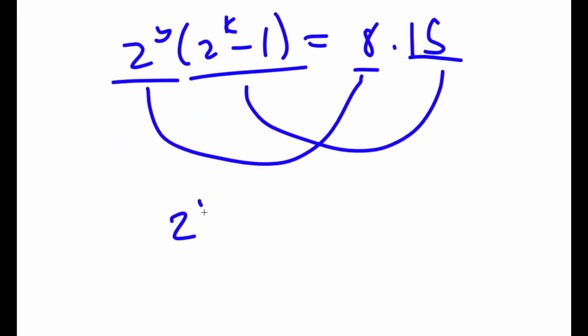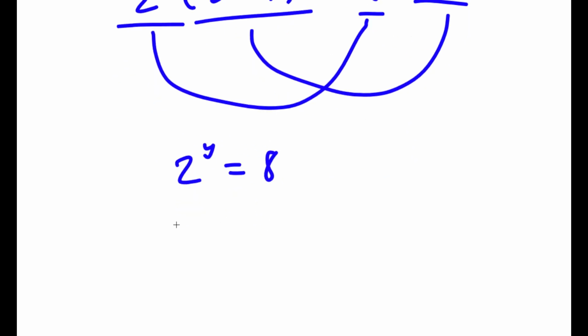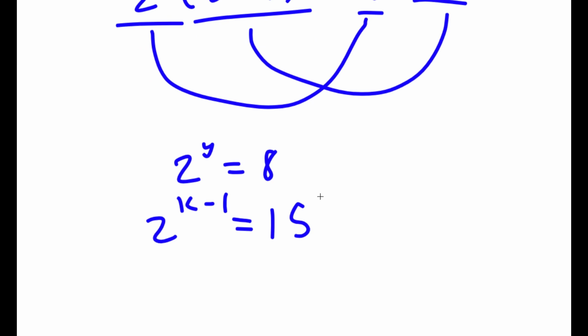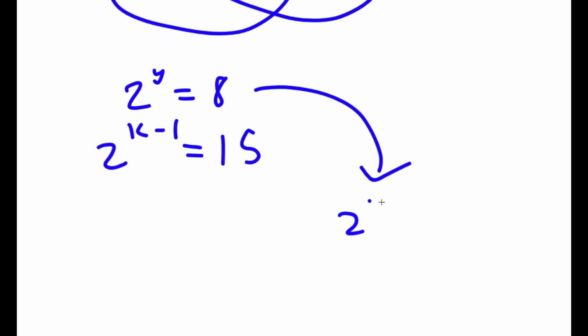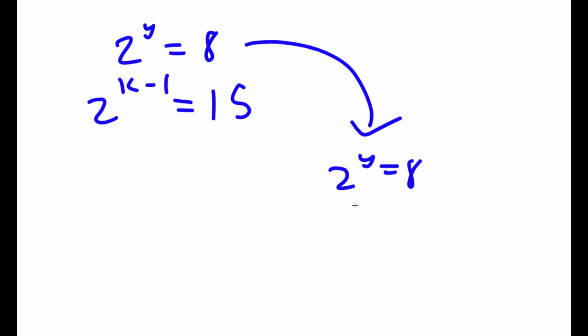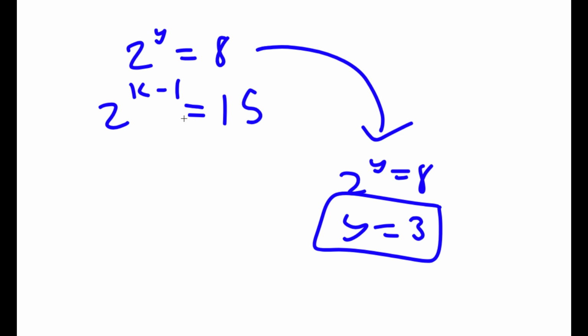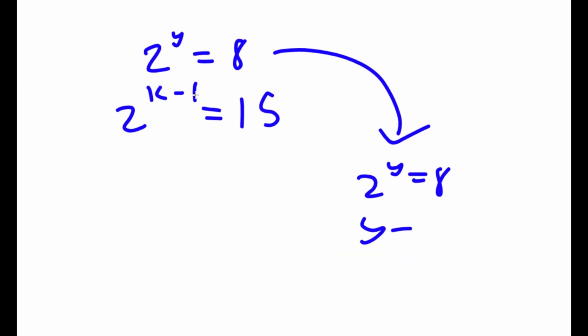So we have 2 to the power of y is equal to 8, and 2 to the power of k minus 1 is equal to 15. So let's first start off by solving 2 to the power of y equals 8. Well, we obviously know that y is equal to 3, because 2 to the power of 3 is equal to 8. Now for 2 to the power of k minus 1, negative 1 is not part of the exponent.